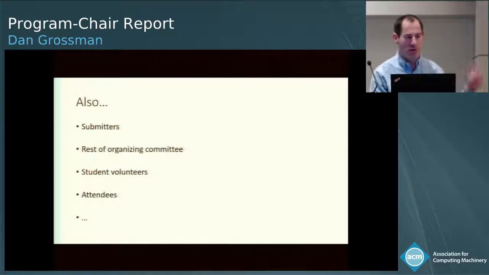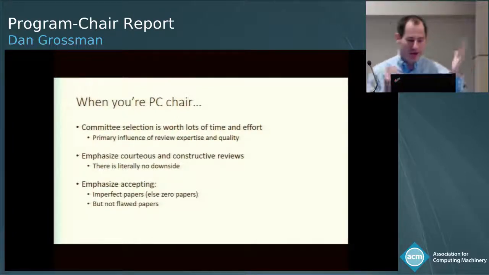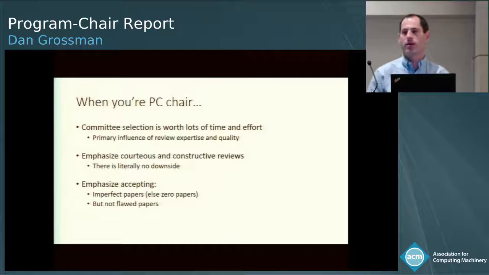OK, so a few more reflections before I finish up. I only have a couple more slides. More of you in this room will someday be PC chair than you think at the moment. So here's my advice. You can find this later. You almost cannot put too much time into committee selection. It's worth the time and effort. If your goal as program chair is to exert influence over having high quality and high expertise reviews for as many submissions as possible, this is your primary point of leverage. Everything you do after that is at least a couple bits over.